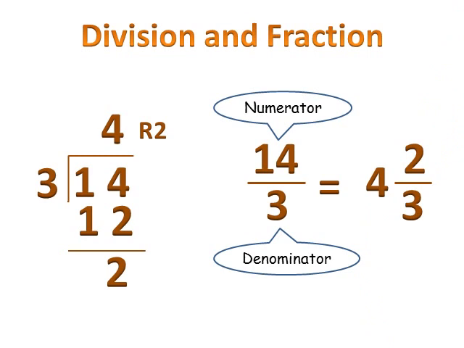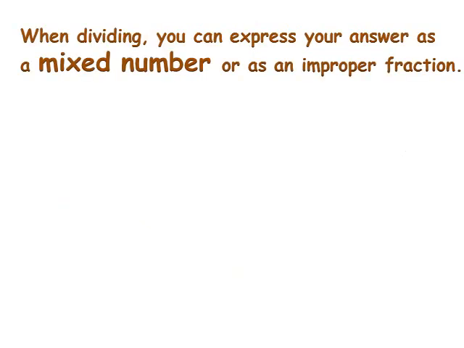Remember, last week we had our lessons converting improper fractions into mixed numbers. And so if you try to change 14/3 into a mixed number, you'll come up with 4 and 2/3, meaning 4 wholes. And when dividing, you can express your answer as a mixed number or as an improper fraction. So let's try expressing our division as a mixed number.